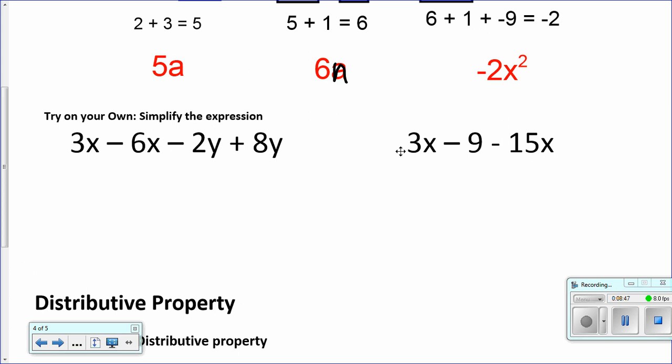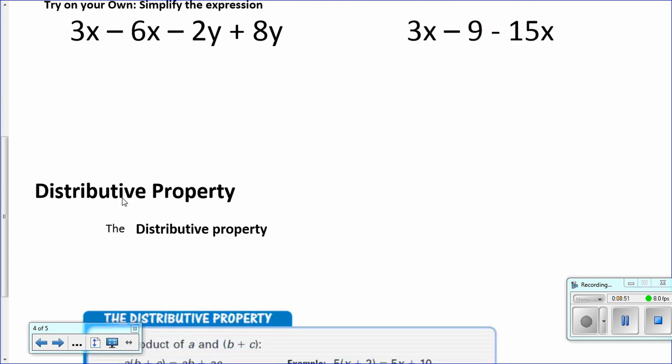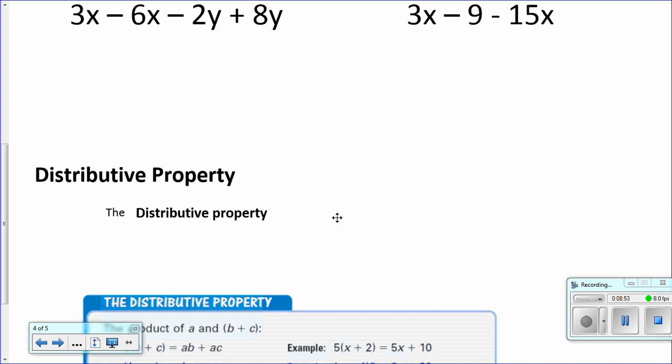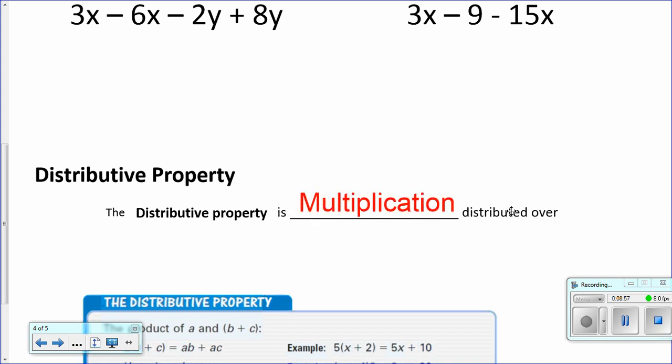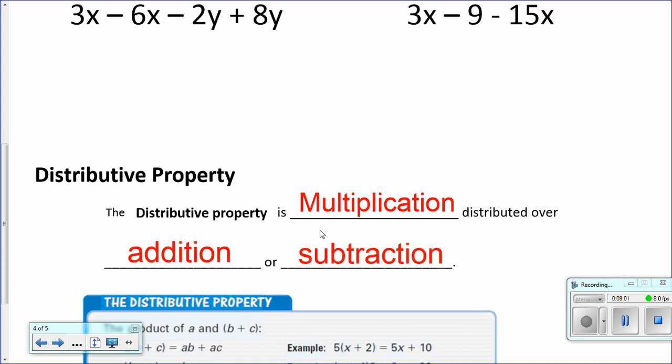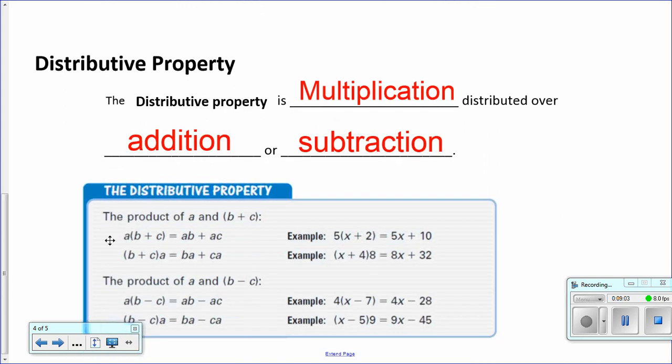Okay, so you tried these two. Hopefully you got it. Let's go ahead and look at the distributive property. The distributive property is multiplication that is distributed over addition or subtraction.